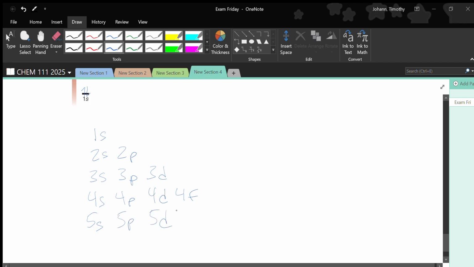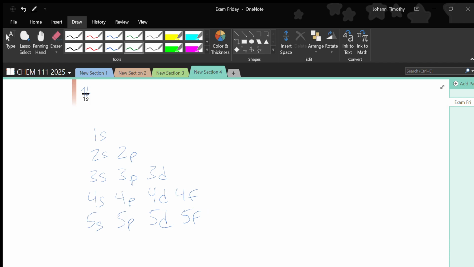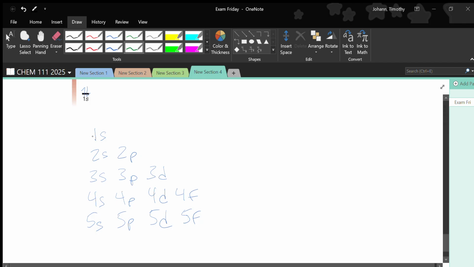I'm going to go out to 5 in case I need it. I'm not going to write a G because we'll never use it. All right, so now what you do when you want to figure out what order these things go in terms of energy is you draw diagonal lines.